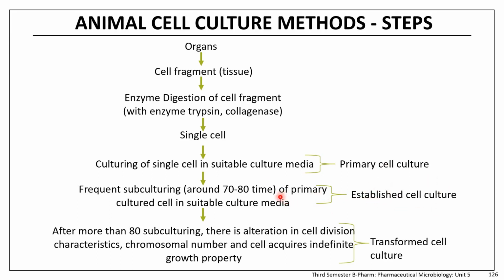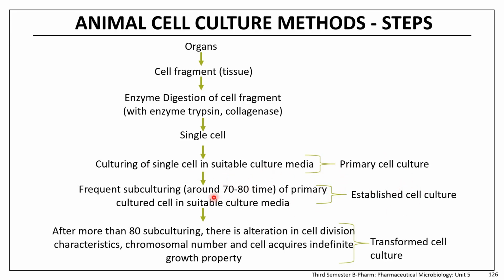Why? Because up to this round of 70 to 80 times of subculturing, this primary cell culture has a limited lifespan. They will die after a specific time. So that is why it's known as established cell culture.